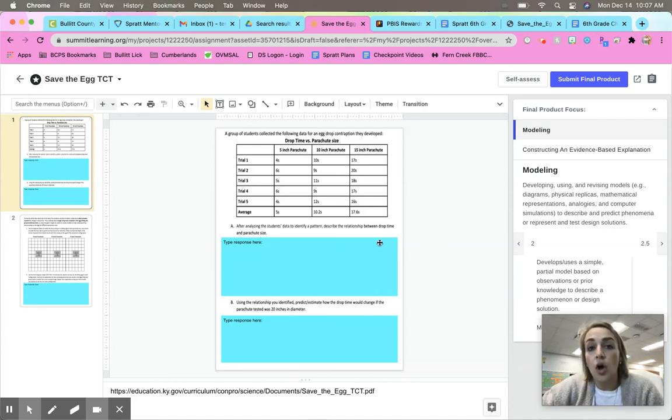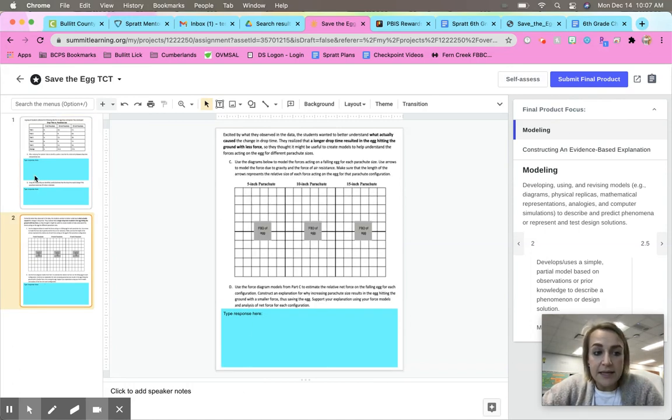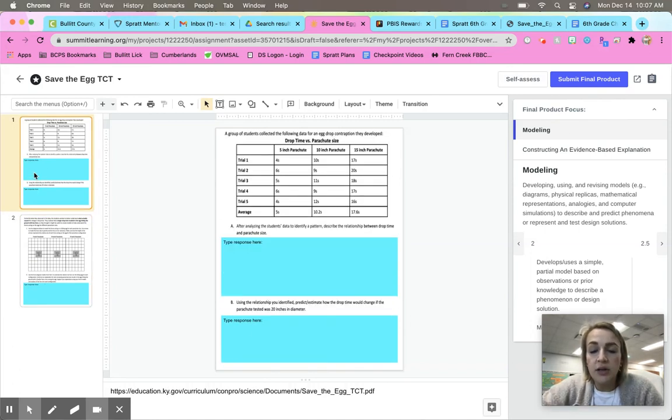That is really all you're doing today for this. You're not going to submit the final product. We will do parts C and D later in the week. So all you need to do is make sure you have A and B, and you should be good.